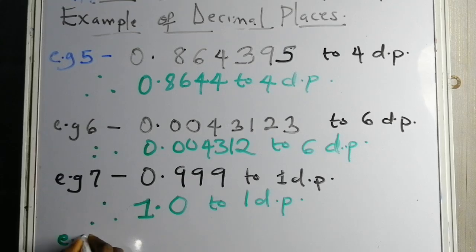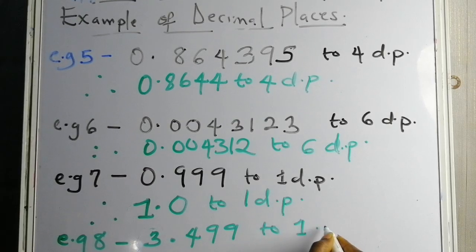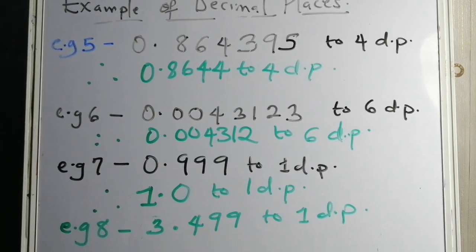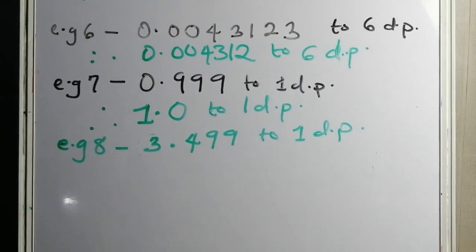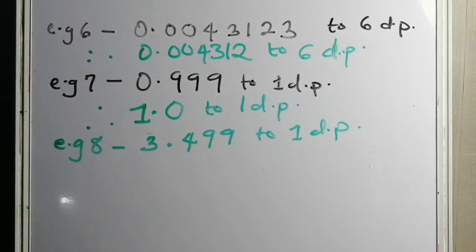Let me just quickly chip this one in. Let me not use 0 this time around. Let me use 3.499 to one decimal place. It can come in various ways. I can coin as many questions as possible under this part, but it's just for you to understand the trick behind decimal places.